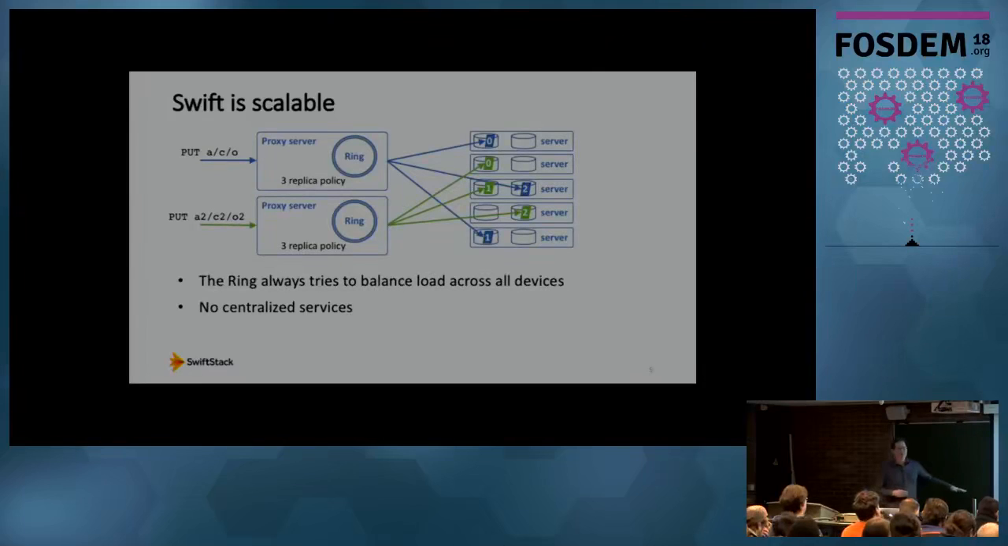But also we have no centralized services. So for example, we can have multiple instances of these proxy servers and multiple instances of the ring. And there's no need for any communication between them as objects are written. There's no need for any coherency protocol. They're essentially stable, independently operating services. The only time the ring does need to be updated is when changes are made to the devices in the storage pool.